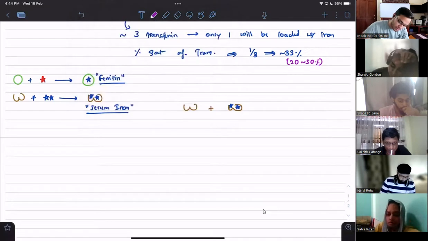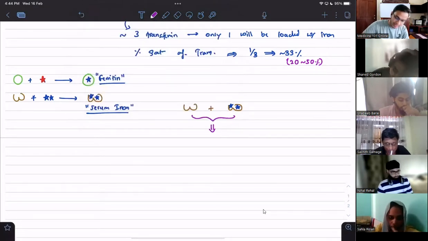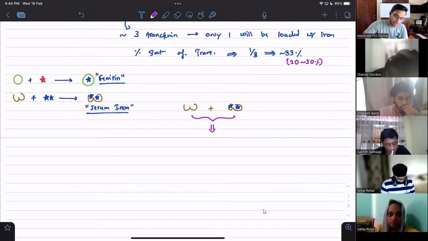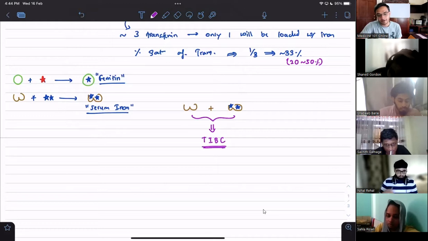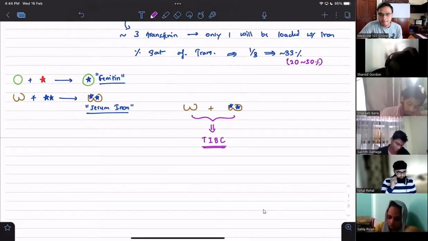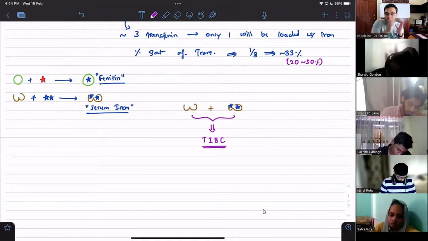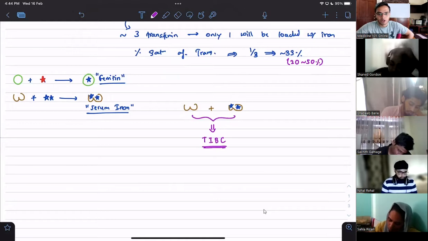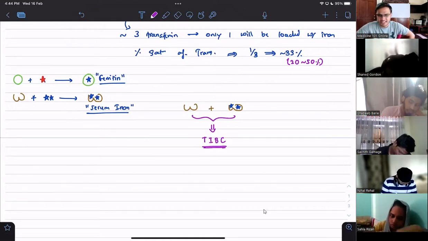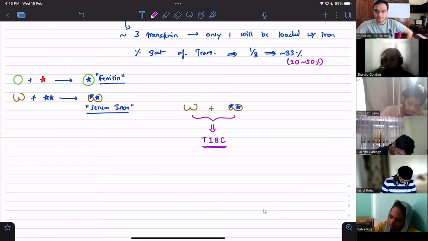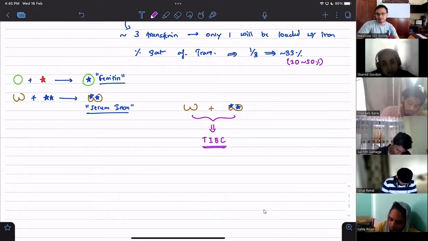Both of these together, when you add them together, we get what we call the total iron binding capacity, TIBC. What is this? Iron bound transferrin and free transferrin together is called the total iron binding capacity. It is basically how much our body transferrin can bind with iron. That's why it's a capacity.